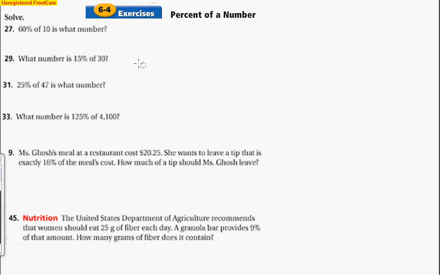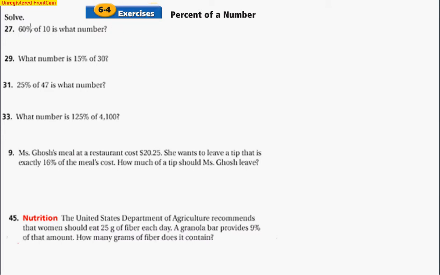This is part 2 of chapter 6, section 4, percent of a number. These are problems in which we have to solve for a percent, and using a proportion is a nice way to do these problems. You can set up an equation as well, but let's go ahead and set up the proportion. So the proportion, I would do this.